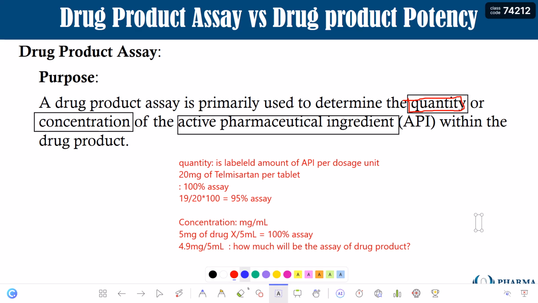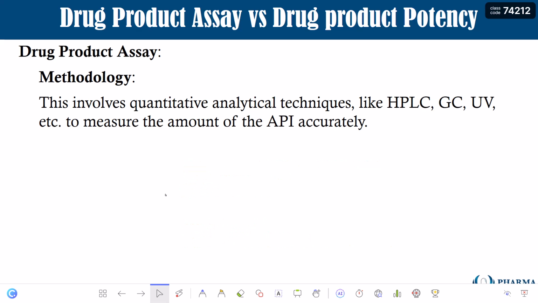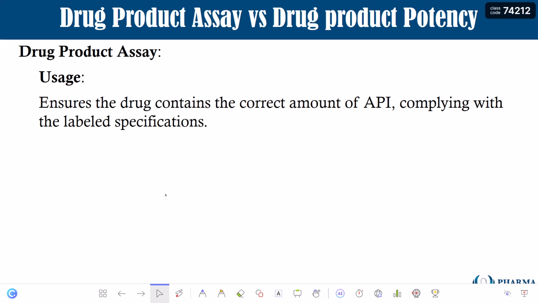Awesome. Let us move on to the next page now. And so this involves quantitative analytical techniques like HPLC, gas chromatography, UV to measure the amount of API accurately. This is just about what are the different analytical techniques that can be used to measure the drug product assay. What is the usage? Now this ensures the drug contains the correct amount of API complying with the labeled specification.